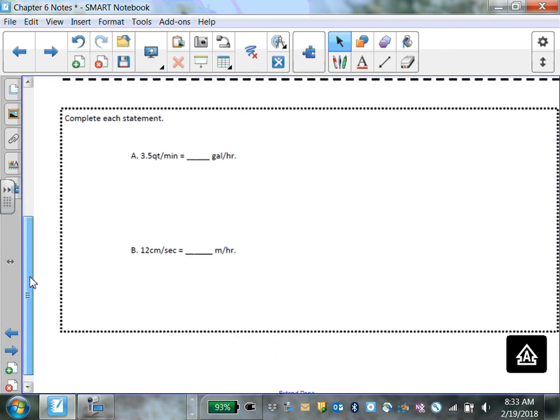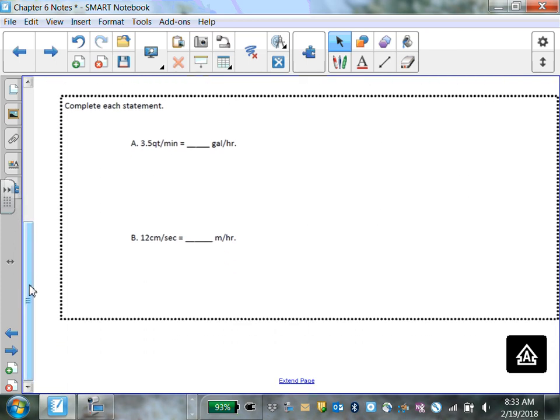All right, so we have quarts and minutes, and we're trying to go to gallons and hours, which means we have to change quarts to gallons and minutes to hours. Everybody with me? Okay, so what I'm going to do, I'm going to first write the ratio I know. I know that I have 3.5 quarts in 1 minute. That's what they tell me right here. And I know it's 1 minute because there's no number with it, which means it has to be per minute, which would mean 1. Everybody with me?